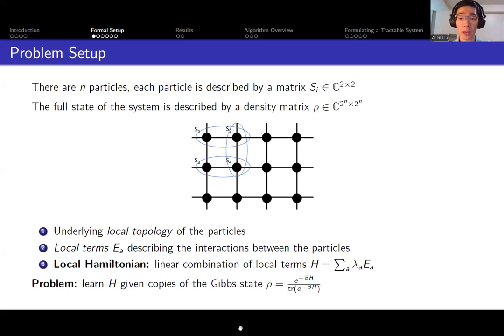And now the problem of Hamiltonian learning will be: for an unknown local Hamiltonian H, we'll be given copies of the Gibbs state rho, given by e to the minus beta H over the trace of e to the minus beta H, and the task will be to learn H given these copies of the Gibbs state. Okay, so now let me formally define these constructions that I mentioned here.